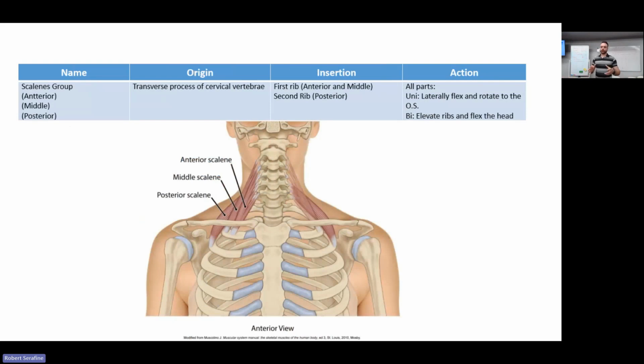And then moving into the scalenes, we have essentially a mirror to the sternocleidomastoid. The scalenes, being a little bit deeper into the neck, attach to the transverse processes and then the first rib or two, and are going to essentially perform flexion of the head and neck, lateral flexion, as well as rotation to the opposite side. So they're almost like a mirror of the sternocleidomastoid.